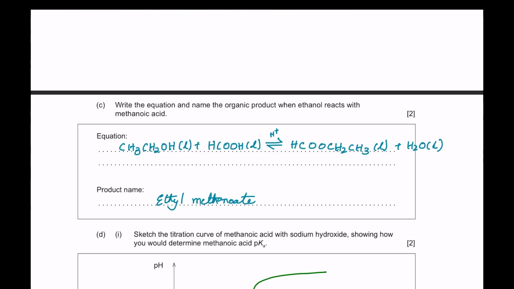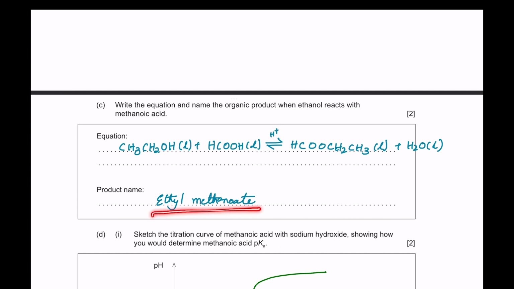Now, the next question: write the equation and name of the organic compound formed when ethanol reacts with ethanoic acid. So an alcohol and an acid react to form an ester. And that's exactly what is shown here. This is your alcohol, this is your acid. So finally, you will get HCOOCH2CH3 plus H2O. And you obviously have to place H+ here because you have to put some drops of concentrated acid.